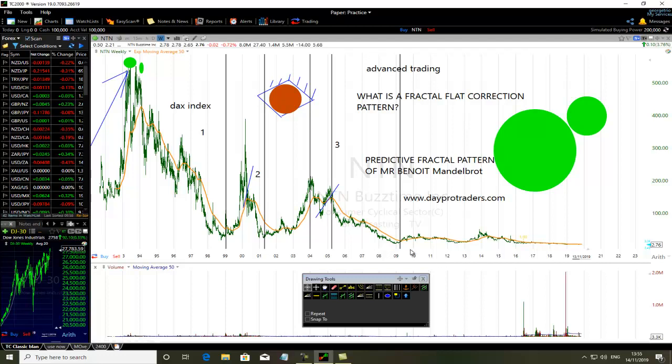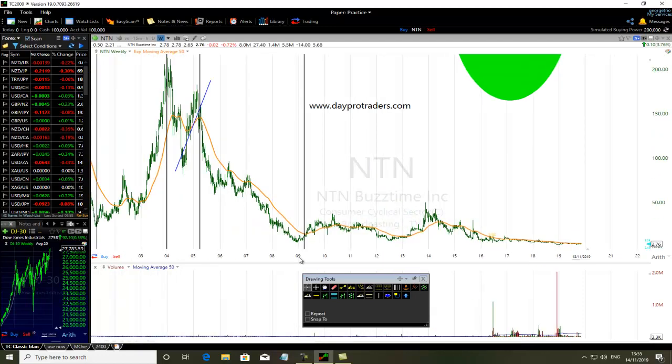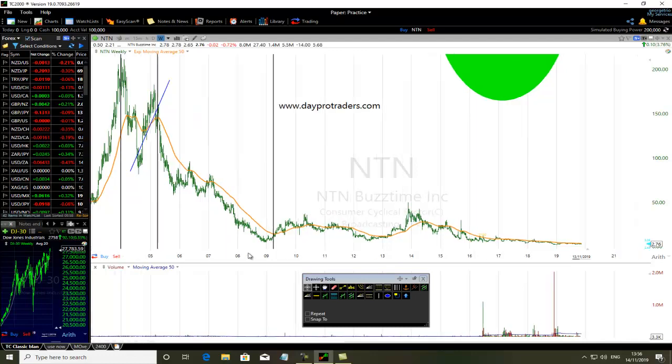I see here... Have they done it again here? It looks like it. Look at this. Look at another move up. Flat correction. 1, 2, 3, 4, 5. They did it again here. Can't believe it. So this is about what is a fractal flat correction pattern. Now you know it. You can use a demo account, practice, practice, practice.